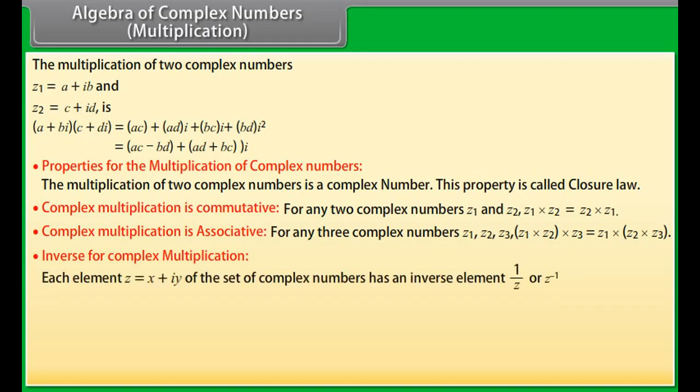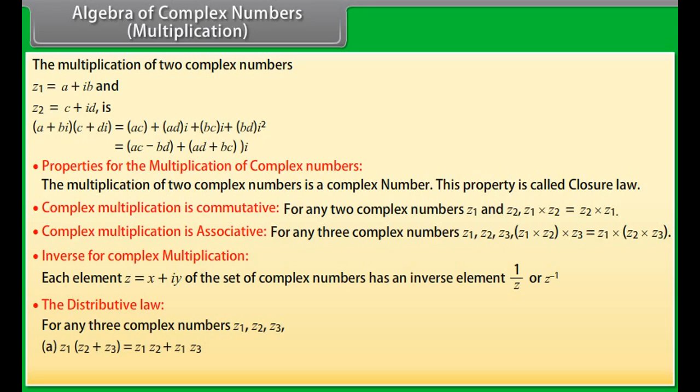Inverse for complex multiplication. Each element Z is equal to x plus iota y of the set of complex numbers has an inverse element 1 by Z or inverse of Z. The distributive law. For any three complex numbers Z1, Z2, Z3, Z1 into Z2 plus Z3 is equal to Z1 into Z2 plus Z1 into Z3. Z1 plus Z2 into Z3 is equal to Z1 into Z3 plus Z2 into Z3.